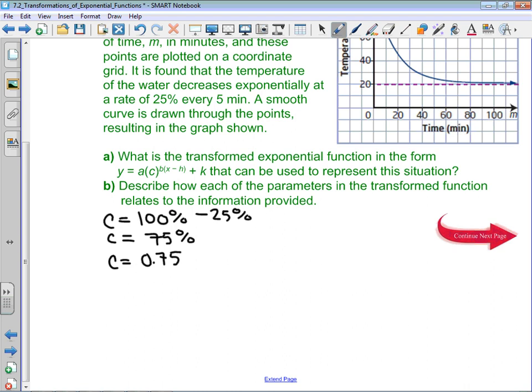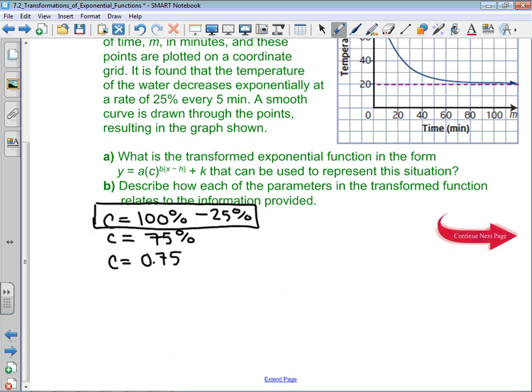Now, we know that that's not really all that realistic because eventually it'll be so close that we can say the cup of coffee is 20 degrees Celsius. So don't get too caught up in the horizontal asymptote concept. It is much more important the idea that we start with 100% and then we gain or lose whatever the question tells us, basically.